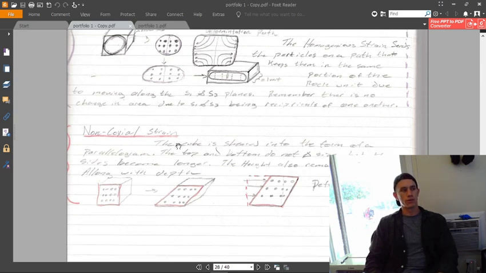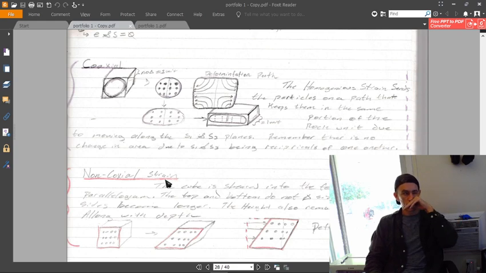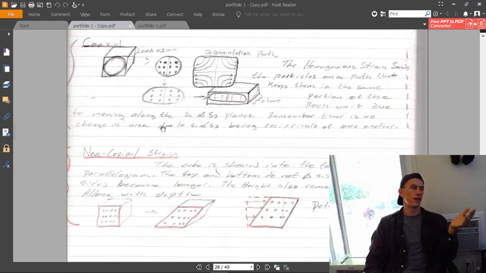Whereas non-coaxial strain is like pushing something with an uneven amount of force. So then these particles shift in their position. So they're not in the same orientation as they were. So basically this difference between homogeneous and non-homogeneous strain is kind of similar between coaxial and non-coaxial.